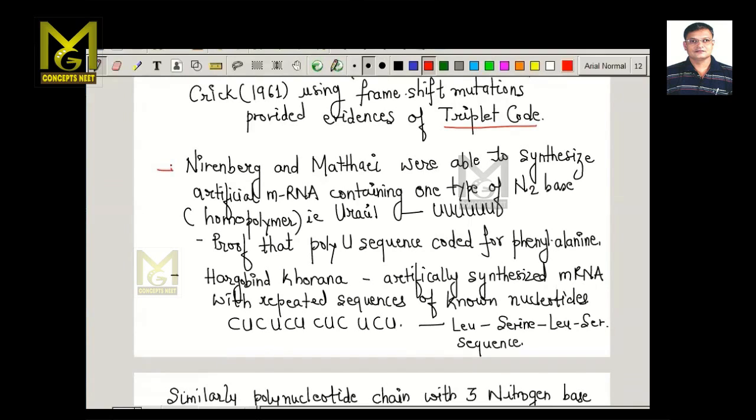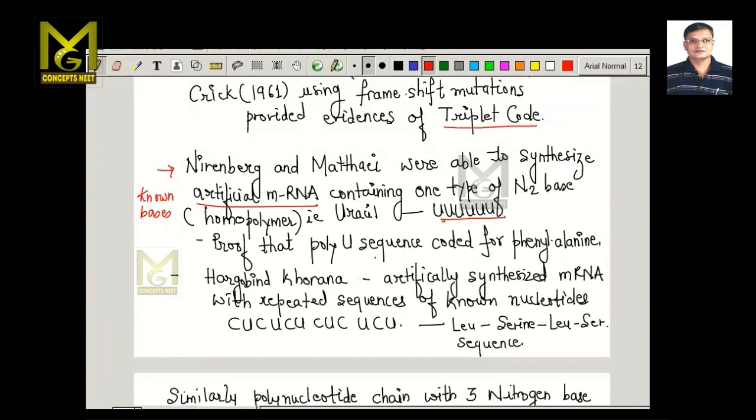The next important phase of the discovery came from Nirenberg and Matthaei. What they did was, in the laboratory, they could synthesize an artificial mRNA. That is, they could synthesize the mRNA by using known bases. The artificial mRNA in this case is known. And they used the uracil base. We call it a homopolymer because all these bases were uracil.